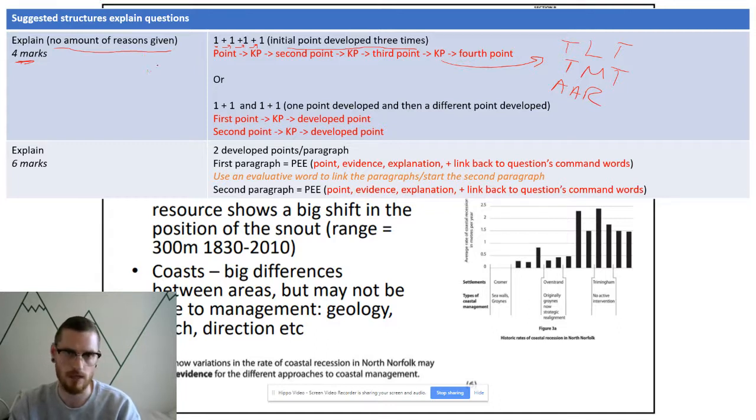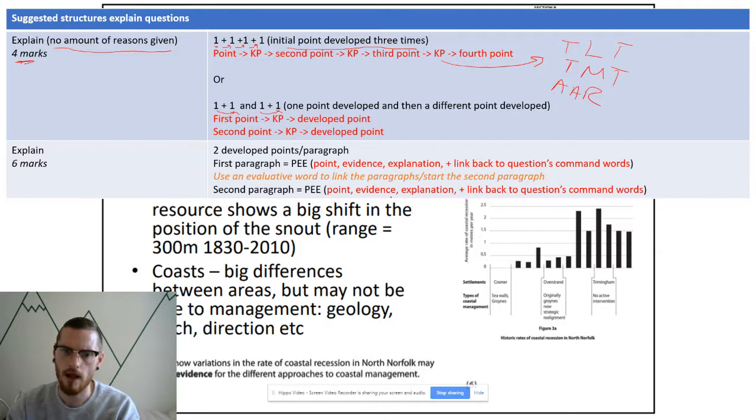Now, if it doesn't give you reasons, or it says 2 reasons, then you can use this structure, which is a 1 plus 1, and then you use a second 1 plus 1. Basically, 1 point developed, start fresh, second point developed. So this would be first point, key phrase, this leads to, this means that, or as a result, develop point. Second point, key phrase, develop point.